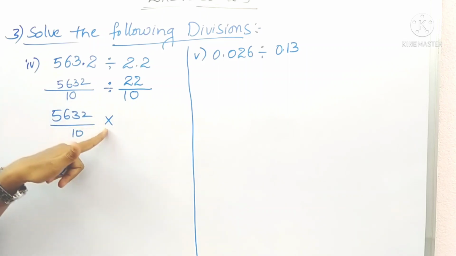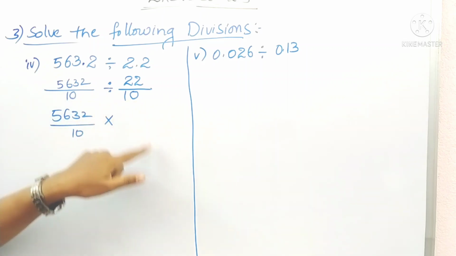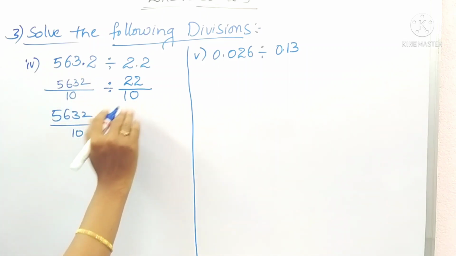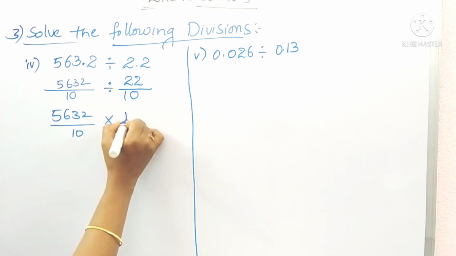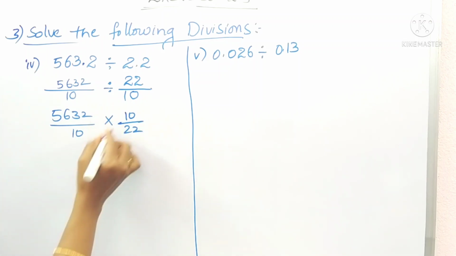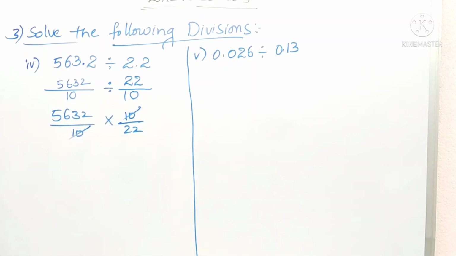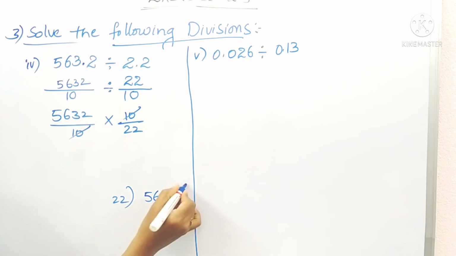Whenever division becomes multiplication, then here we have to write the reciprocal. That means this fraction must get reversed: 10 by 22. So this 10 and 10 will get cancelled. Okay. So here if you don't know the cancellations, no worries. Just do the division which you have already learned from your childhood, right?